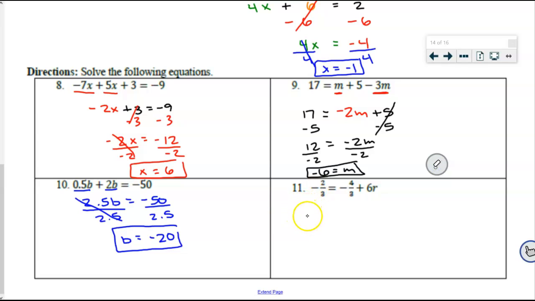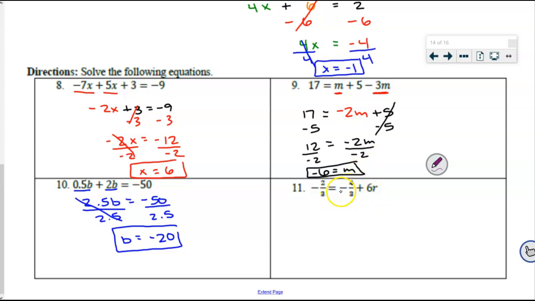Number 11. Same thing over here. Just because we've got some fractions now doesn't mean it's time to be afraid. Especially because, honestly, this one's fewer steps than the others. We don't have to simplify. We have negative 4/3 units and 6 R tiles. We don't need to simplify. We can go straight into solving.